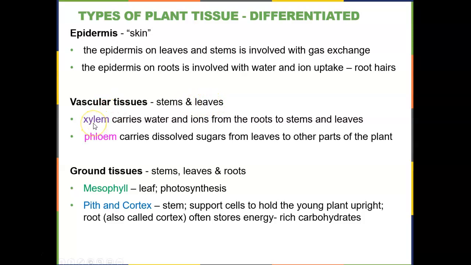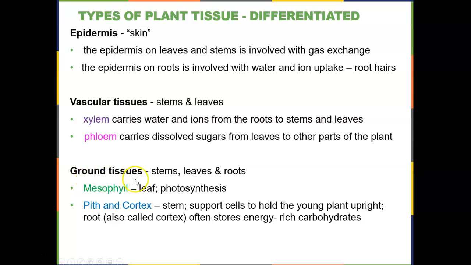So we have two types of tubes which carry liquid materials. We have the xylem, which carries water, as well as dissolved ions from the roots up into the stems and the leaves of the plant. So roots to shoots. We also have the phloem, which carries the dissolved sugars made in the leaves to other parts of the plant, and then oftentimes to the root for storage. So this usually moves shoots to roots.